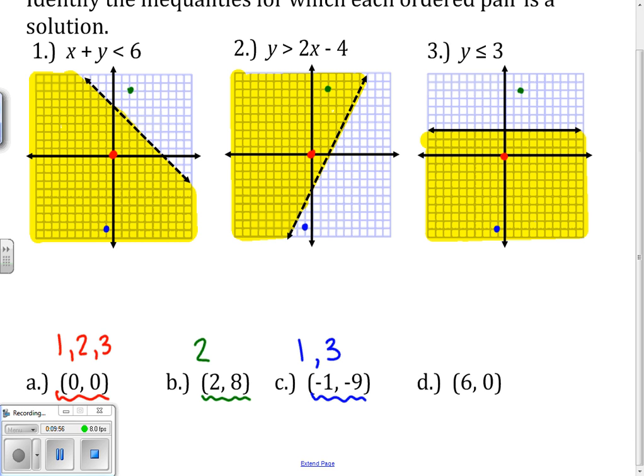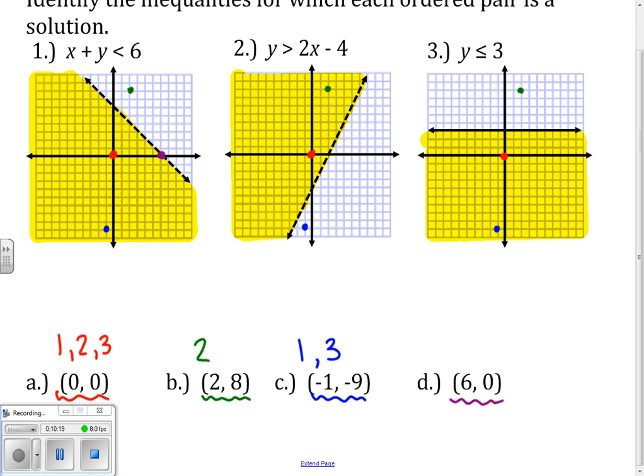The last ordered pair I'll do in purple, 6, 0. 1, 2, 3, 4, 5, 6 is right there. In the first graph, 6, 0 occurs on the line. This is really important. If it is on the line and the line is dashed, it is not a solution. If it is on the line and the line is solid, it is. Because this is dashed, it is not a solution.